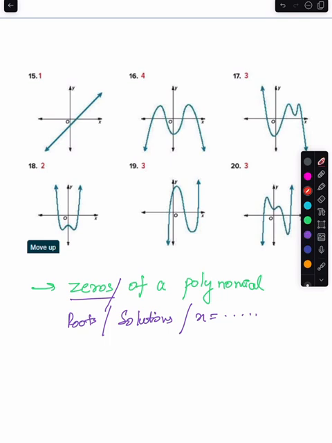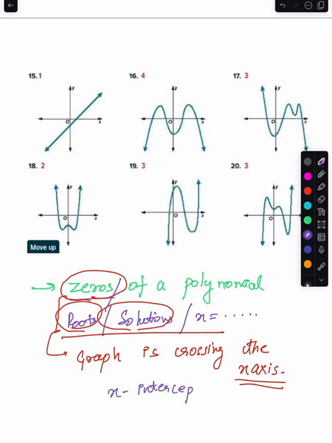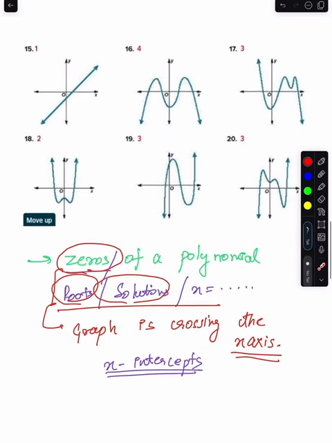So whenever I say x, these are nothing but where the graph is crossing the x-axis. Only the x-axis I have to check for the zeros, for the roots, for the solution, which are also called x-intercepts. So all these words, if you look carefully, all of them mean the same thing. They can ask you a question in any format, solution, roots, zero, x-intercept, and everything means the same.